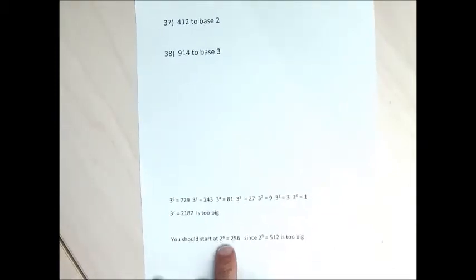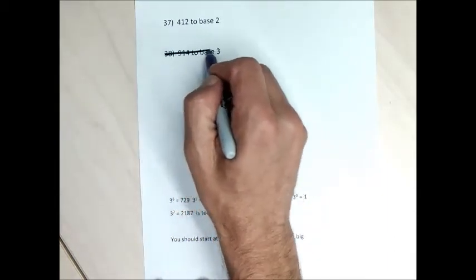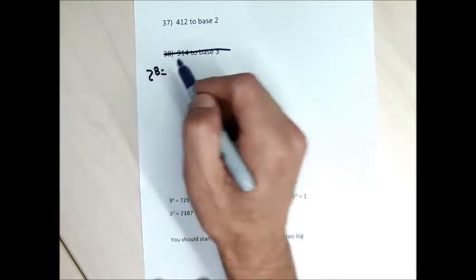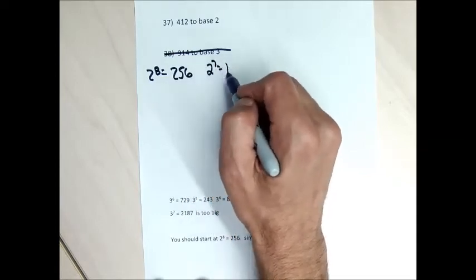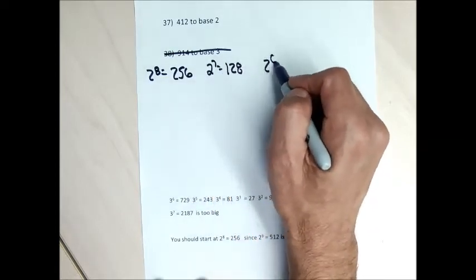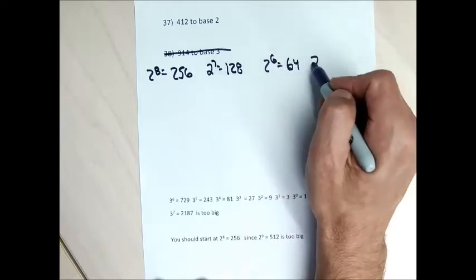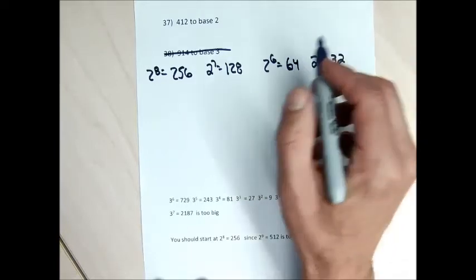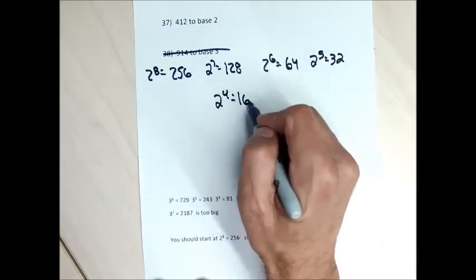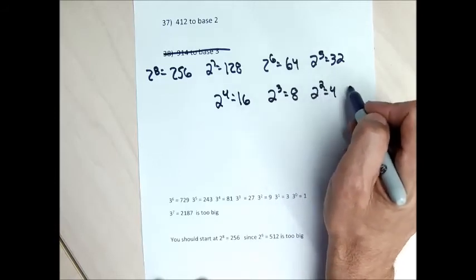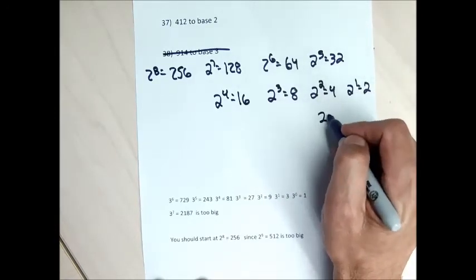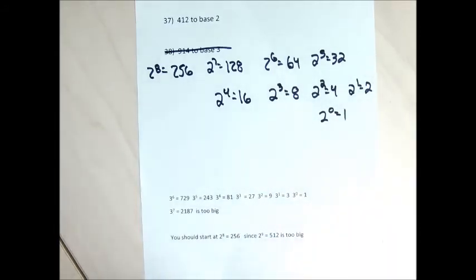And I hinted that you should start at 2 to the 8th, which is 256, because 2 to the 9th is too big. So when you go to do 37, you're going to start with 2 to the 8th, which is 256. And then you'll have 2 to the 7th, which is 128. 2 to the 6th, which is 64. 2 to the 5th, which is 32. 2 to the 4th, which is 16. 2 cubed, which is 8. 2 squared, which is 4, 2 to the first power, which is 2, and 2 to the 0 power is 1.